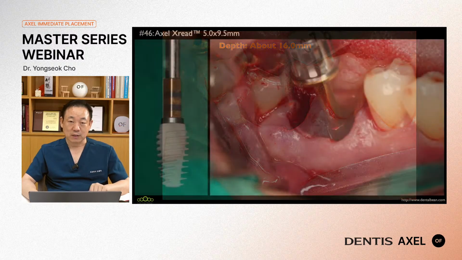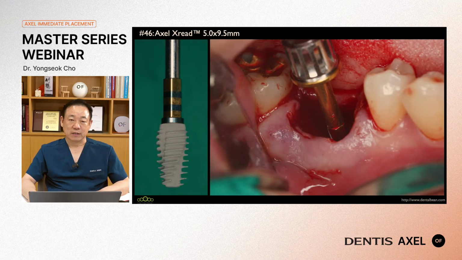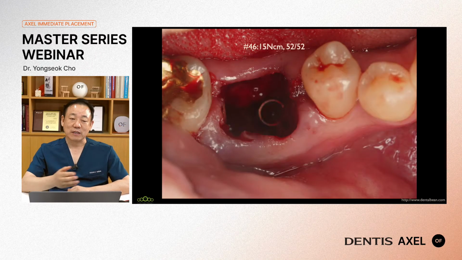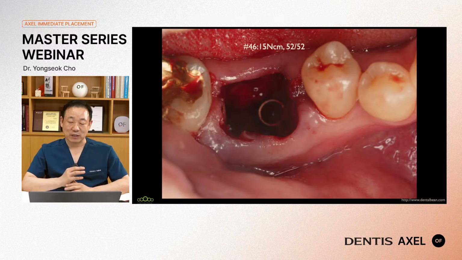Then here, an X-thread 5 by 9.5 millimeter was placed. At that time, only 5 millimeter X-thread was available. 15 Newton centimeter and ISQ 52. Safely, it is better to connect a cover screw, but I prefer one-stage surgery.